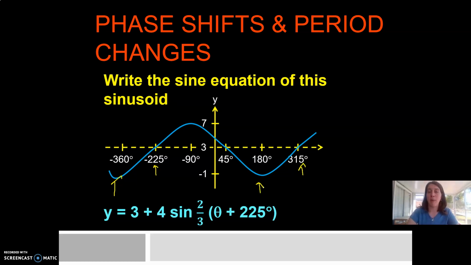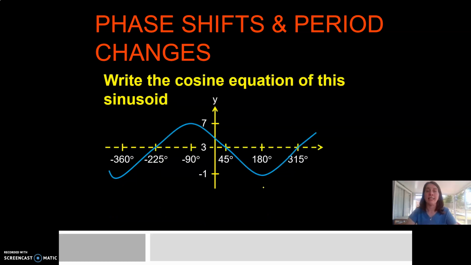The first thing inside my parentheses is always going to be theta, because that's the angle that you're shifting from. Where did the sine graph hit closest to the middle on the way up? It was negative 225, so I have positive 225 inside of our parenthesis. Let's go ahead and we're actually going to look at the exact same graph now, except we're going to try to do it as a cosine equation.